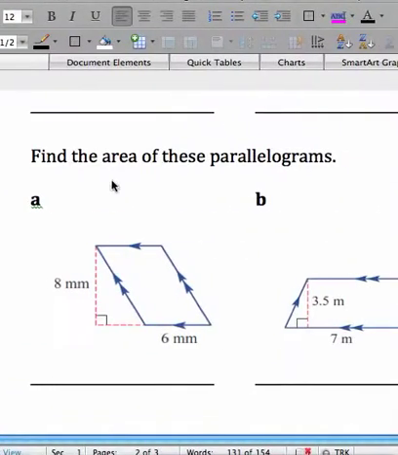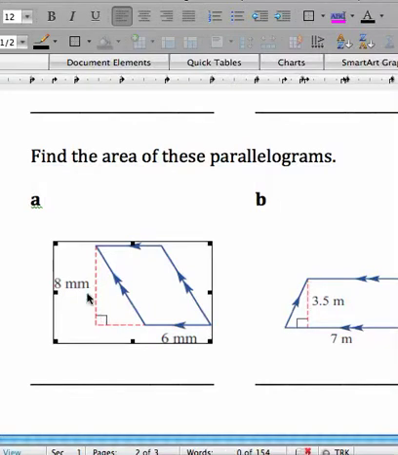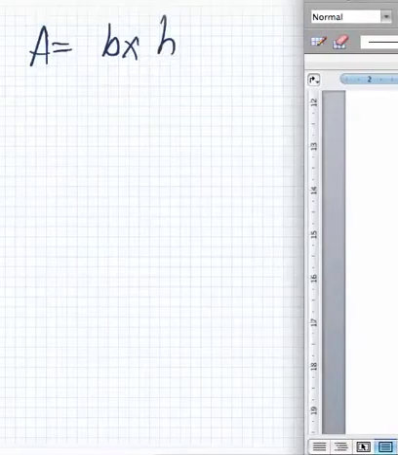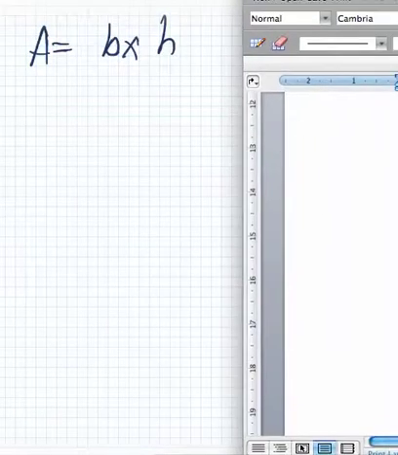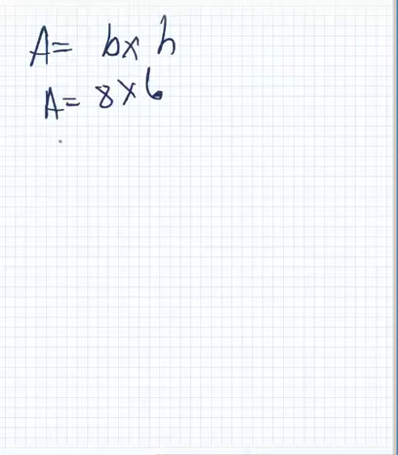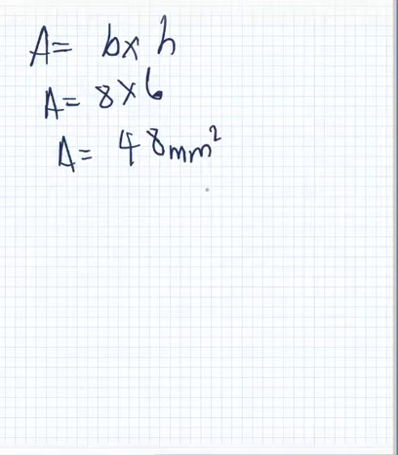Now have a look at this. Where is the vertical line indicating the height? We can see the right angle here, and we've got 8 millimeters going from the bottom straight to the top. It hits the same level as the base, which is 6 millimeters. So all we're going to do is go 8 times 6 and we're done. The area of that parallelogram is 8 times 6, which is simply 48. And our units were millimeters squared. That's how easy it is.